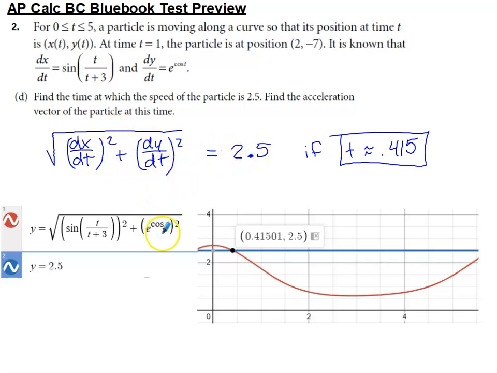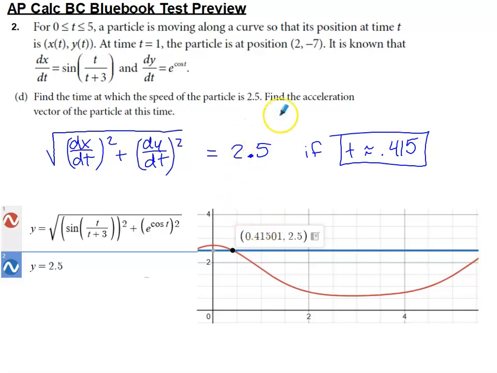I can go to a graphing calculator. I've got Desmos going on here. So I've got my speed graph showing up in red. I've got my y equals 2.5 graph coming across in blue. I went ahead and clicked, and I have my intersection between those two having a t-value of 0.41501.